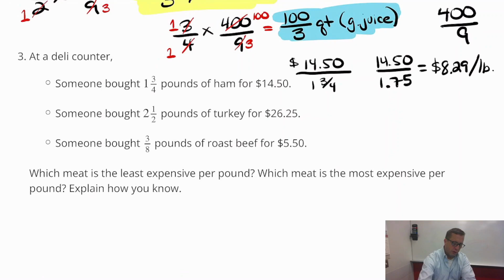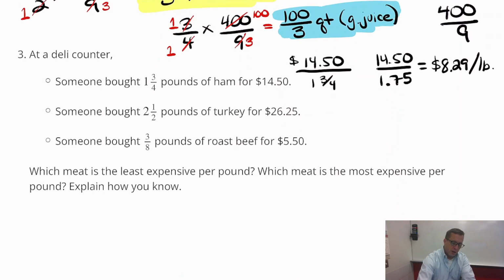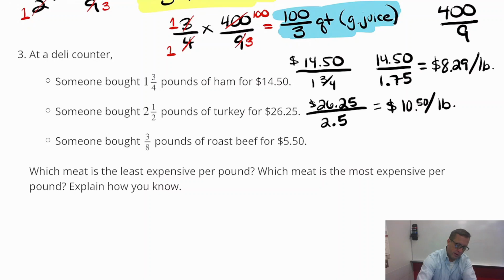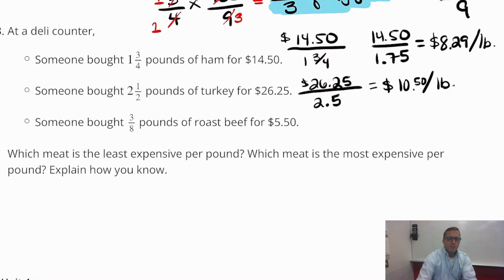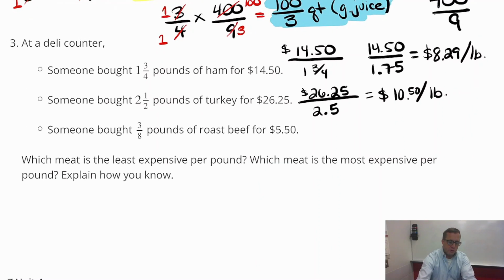I'm going to do the same thing with the turkey. So we're going to do 26.25 divided by the weight, 2.5. So 26.25 divided by 2.5 is $10.50 exactly. So right now, ham is in front. That's the cheapest one per pound at least. And turkey is most expensive. We only have two things though.